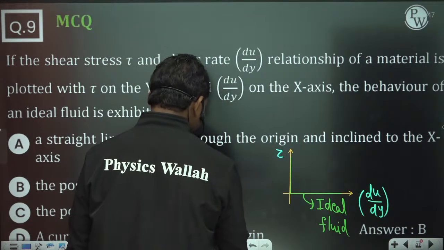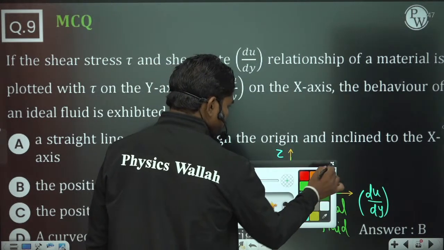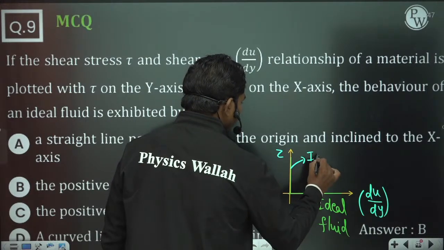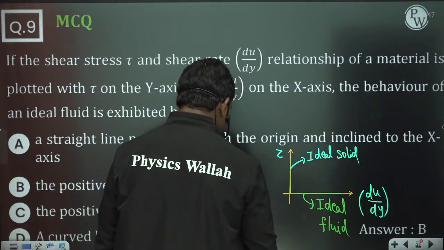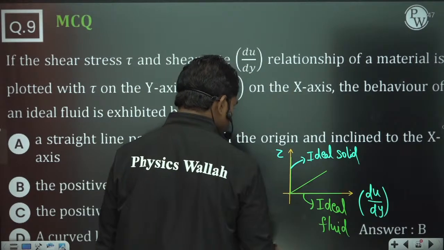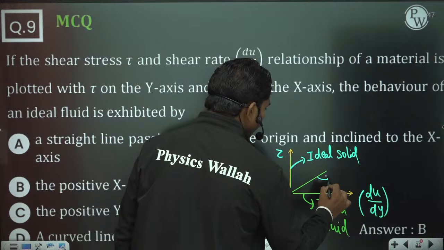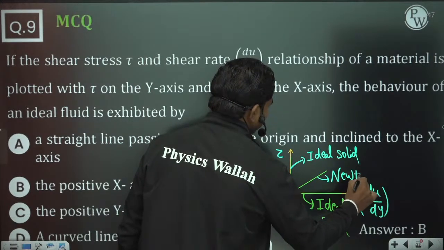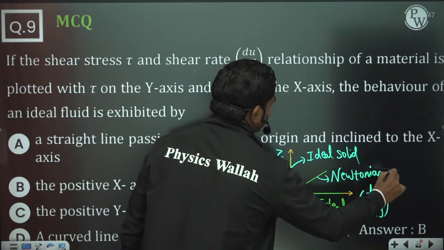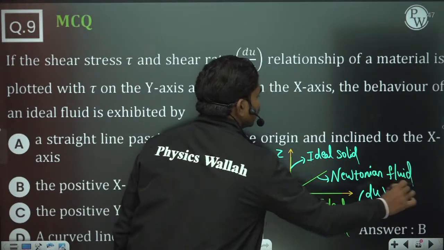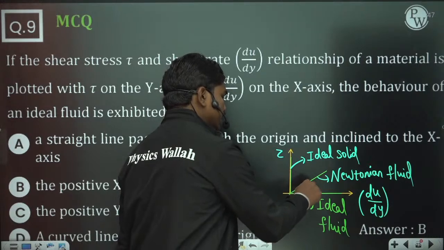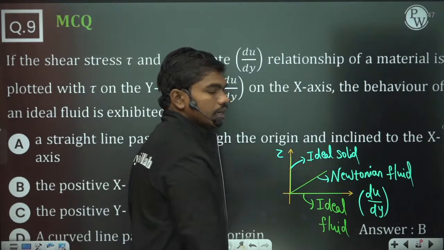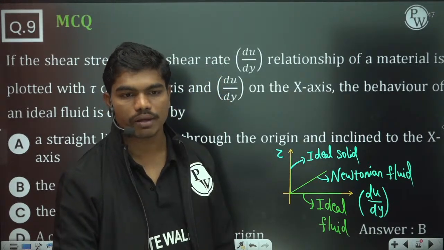Okay, so this line is for the ideal solid, and you have some Newtonian fluid like this. So this is for Newtonian fluid. And of course, in your crash course, you will also talk about other fluids like shear thickening fluids, shear thinning fluids, dilatant, pseudoplastic. We'll talk about all these things.